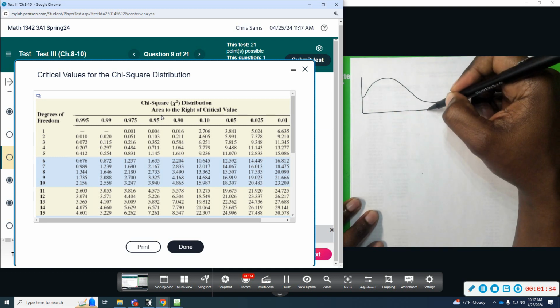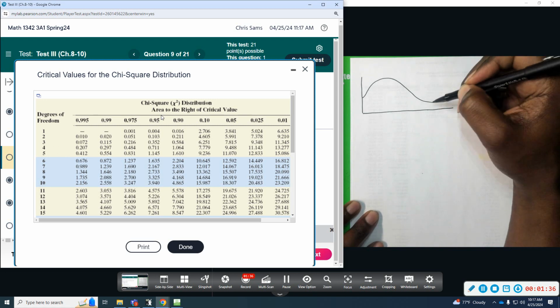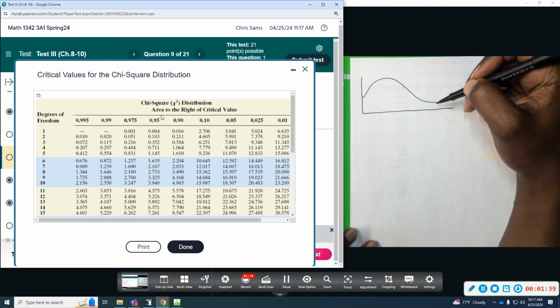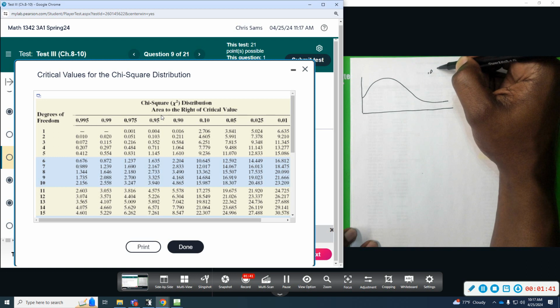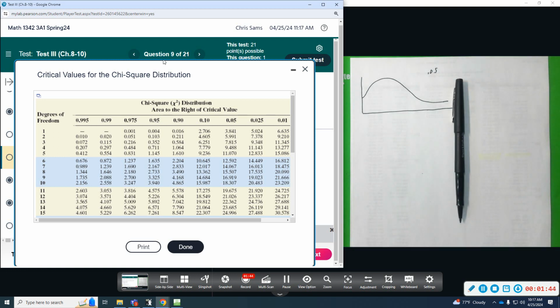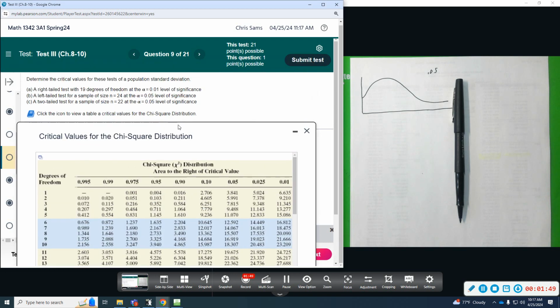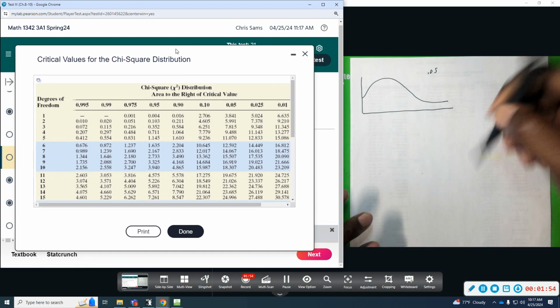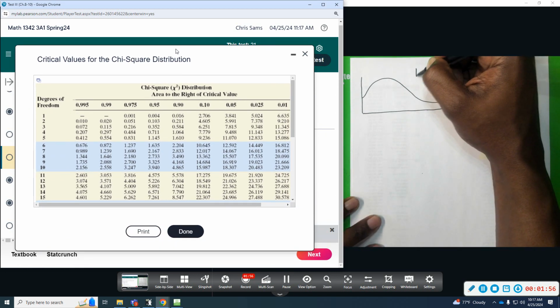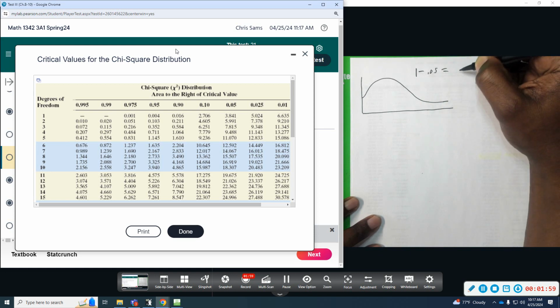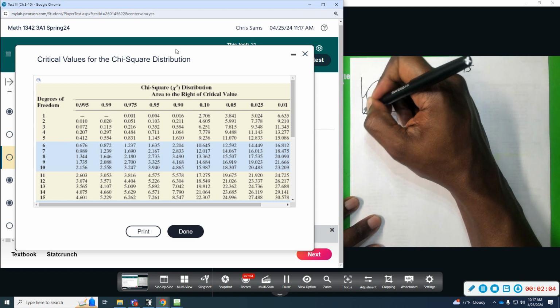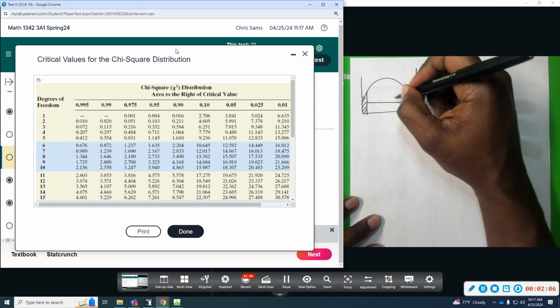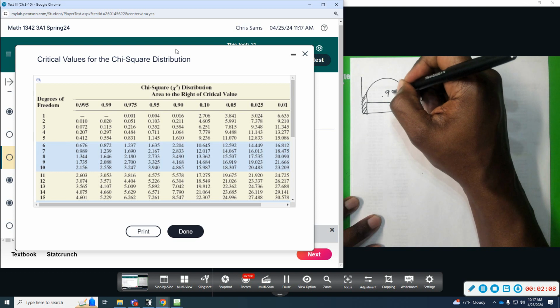Chi-square is not normal. So the area to the left is 0.05. That means the area to the right, if you think about this as 100%, 1 minus 0.05, 0.95 would be the area to the right, because that's all this graph tells me. So this means that 0.95 is the area to the right.